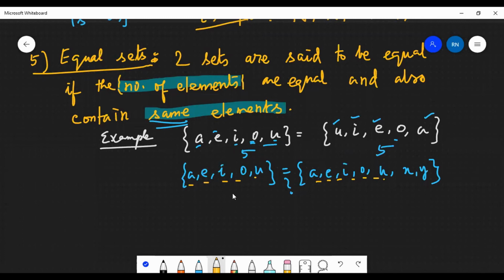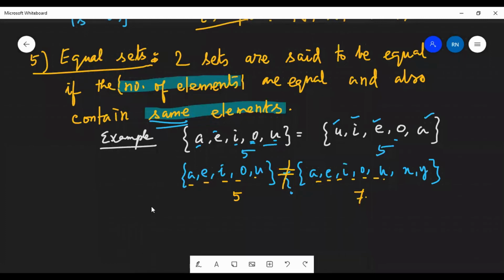The left hand side has got 5, the right hand side set has 7 elements. So definitely the equality we have written is wrong. It is actually not equal, though AEIOU is perfectly written in order. So what we understand is that the order doesn't matter, the number of elements should be the same and exactly the same elements must be there if you are equating sets, left hand side and right hand side.